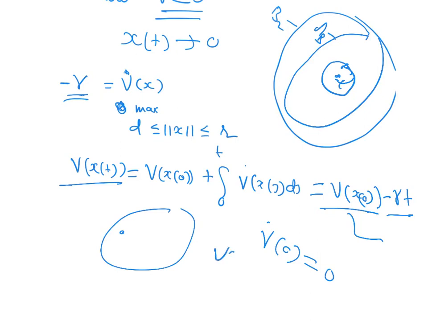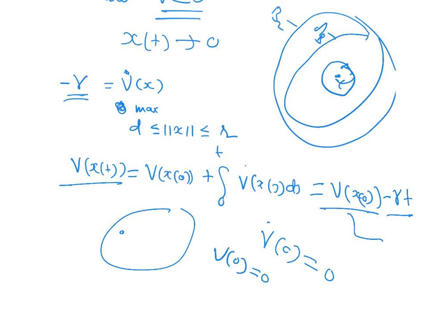And V is equal to 0 when x equals 0. V dot is also equal to 0 when x equals 0. So that means x goes to 0 as t goes to infinity. So that's the kind of proof we have.